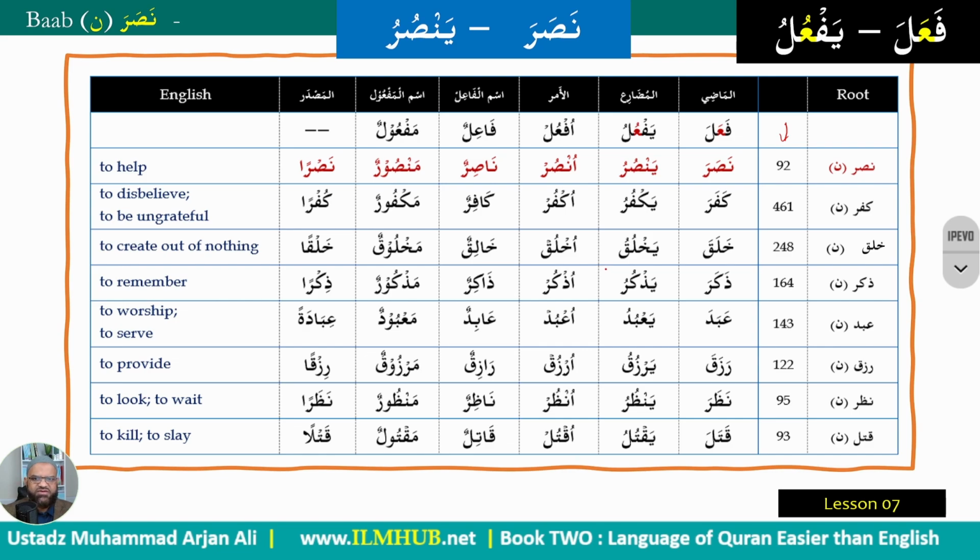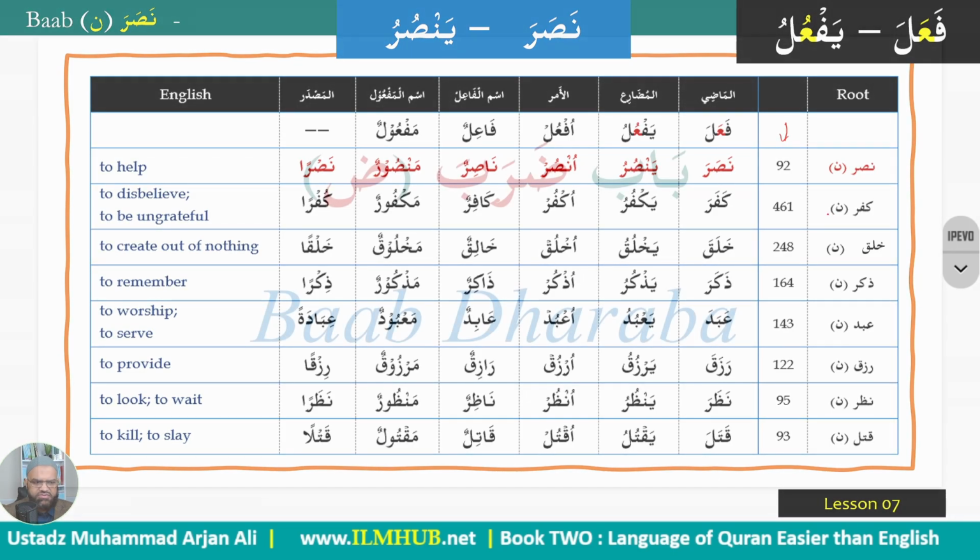So if you spend a little bit of time learning this nasara pattern, so far you can get 28 free from any of the other words, inshallah ta'ala, that I've shown you. Of course, there are hundreds and hundreds of others. Baab nasara is the most common pattern you're likely to come across.